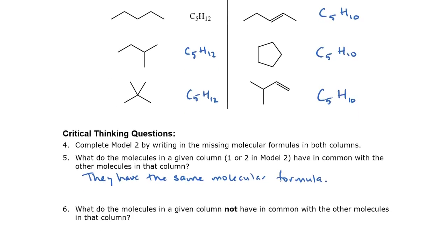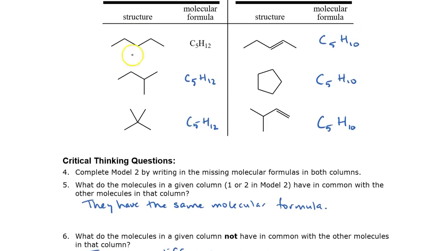Number 6. What do the molecules in a given column not have in common with the other molecules in that column? Pause the video and write a sentence. Pause now. All right, so you got this one, right? After my little pep talk on number 5, the easiest thing to do is to look at the title of the column. Title is structure, so I can say they have different structures.